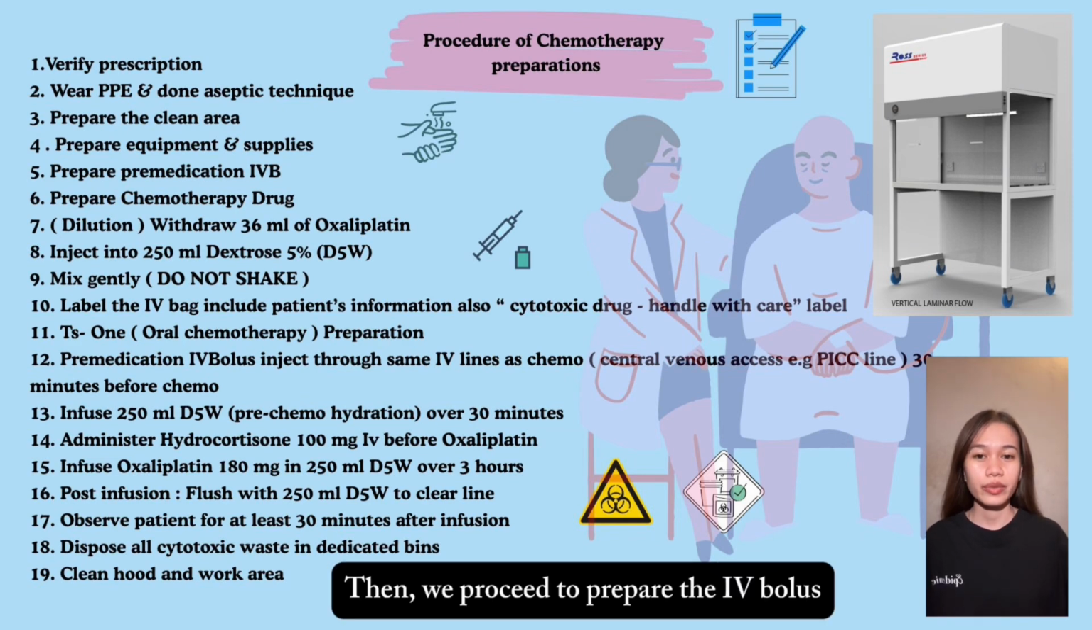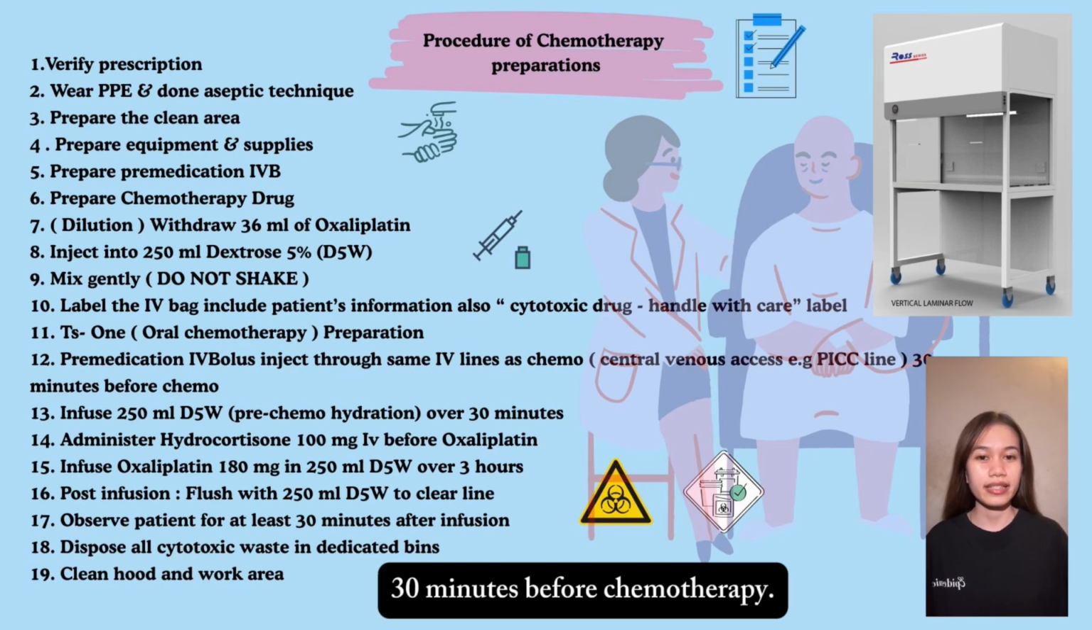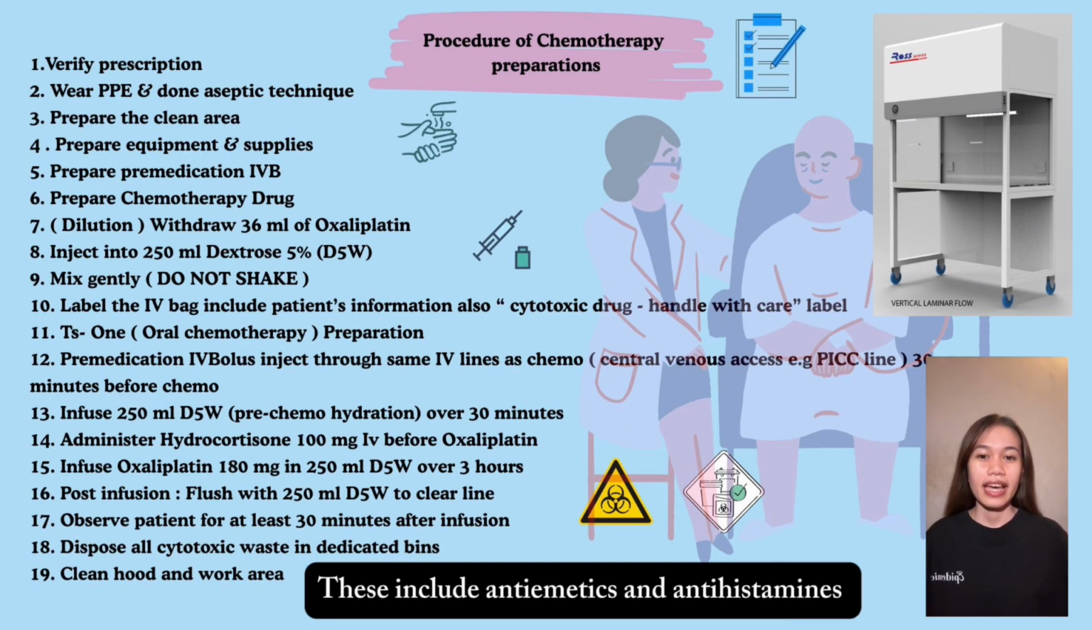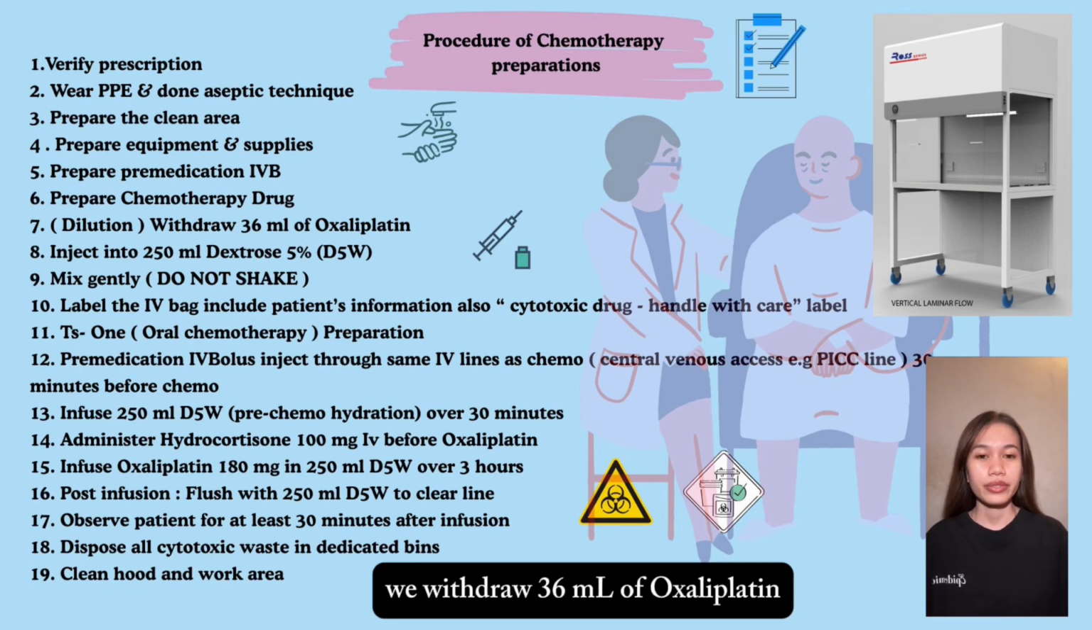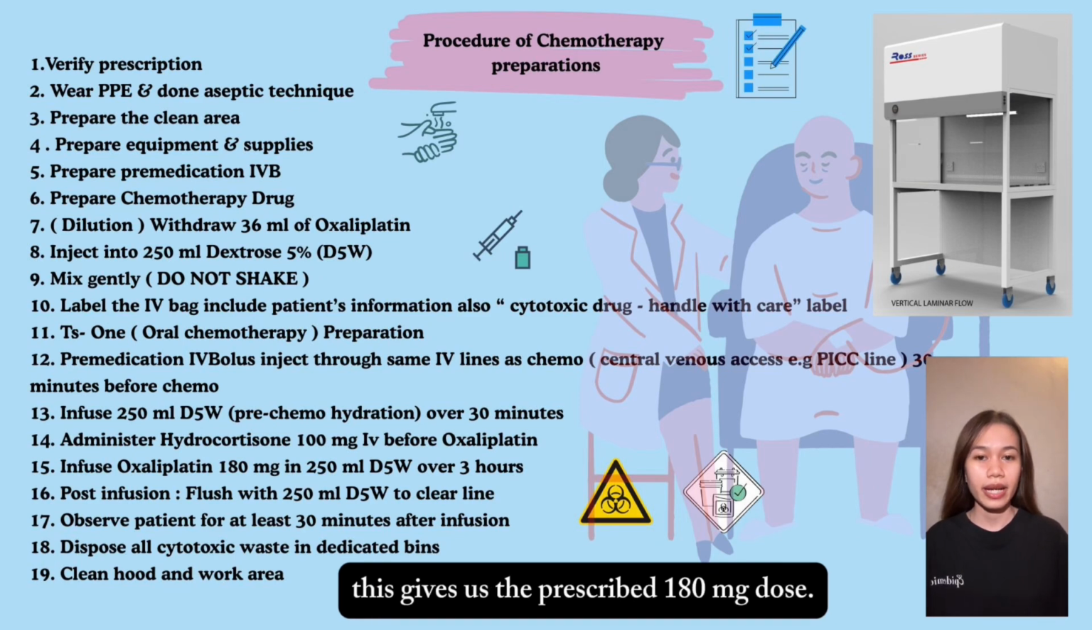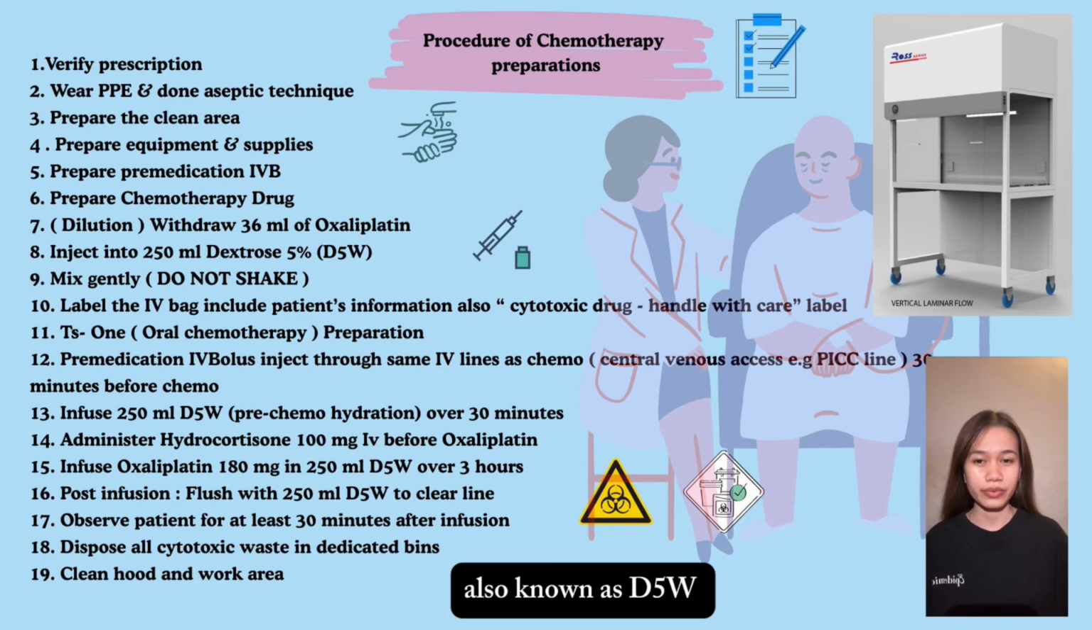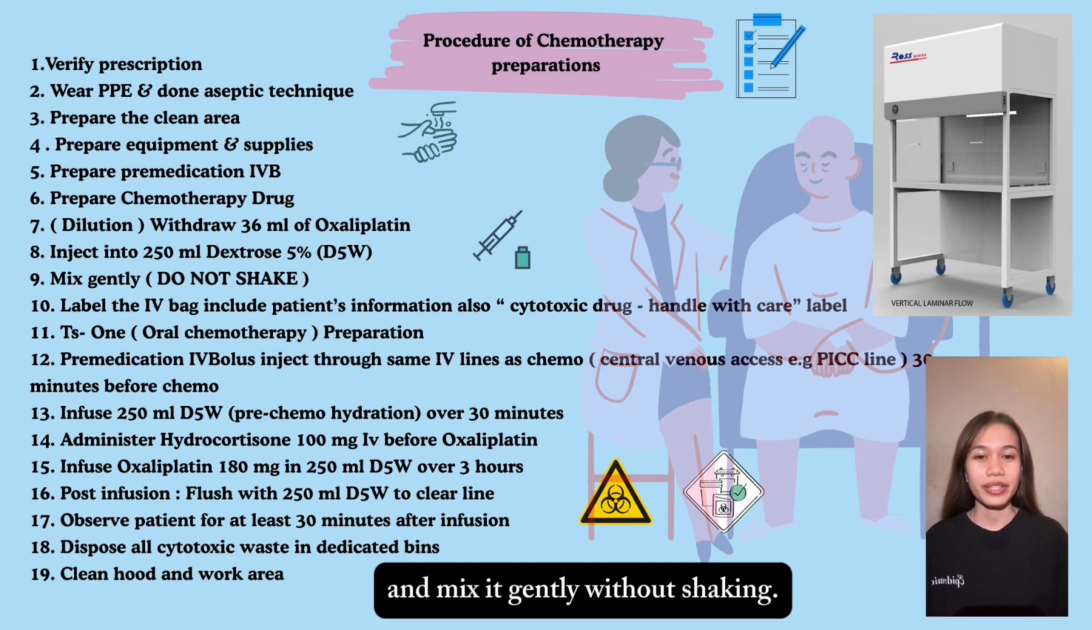Then, we proceed to prepare the IV bolus with medications that will be administered 30 minutes before chemotherapy. This includes antiemetics and antihistamines to reduce side effects. For the chemotherapy drug, we withdraw 36 ml of oxaliplatin. This gives us the prescribed 180 mg dose. Then inject it into 250 ml of dextrose 5%, also known as D5W, and mix it gently without shaking.